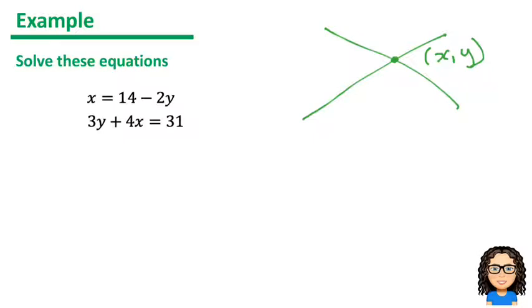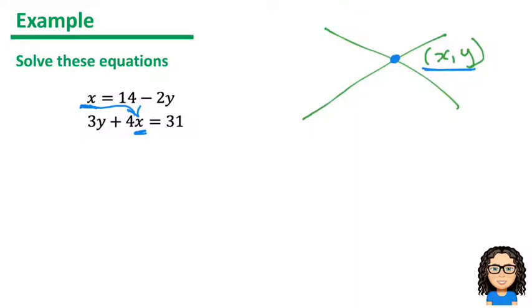So the first equation tells me that x is equal to some other stuff. The second equation has got 3y plus 4 times x is equal to 31. Do you notice I've just circled the different x's? Those are going to be the same. So at this coordinate point where they meet, the x values for both lines will be the same. So if I have one equation that tells me that x is equal to something and another equation with x in it, then those two things must be the same at that point.